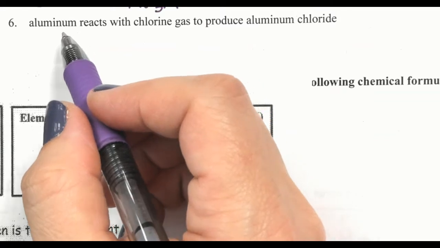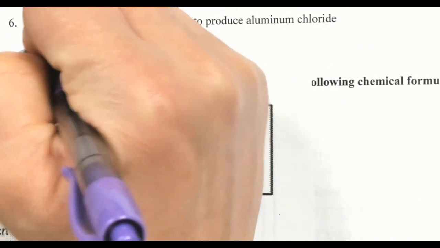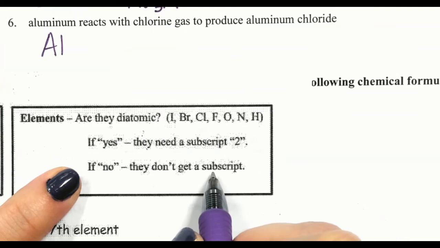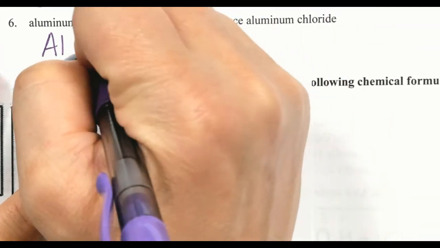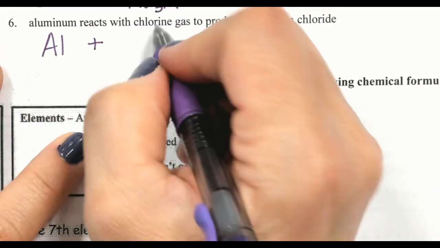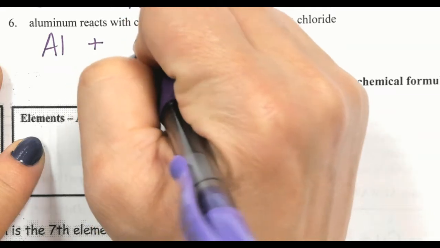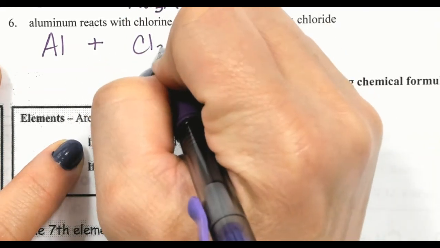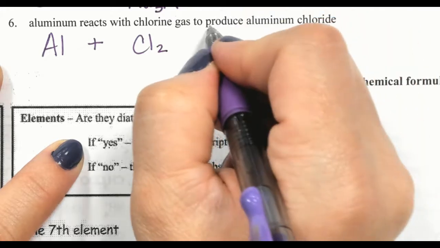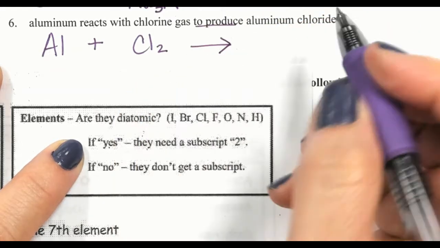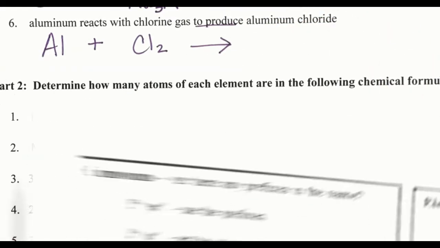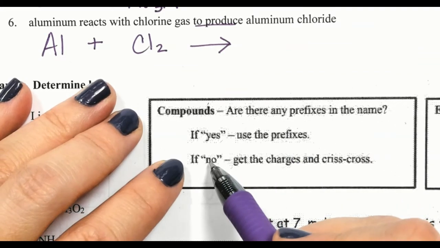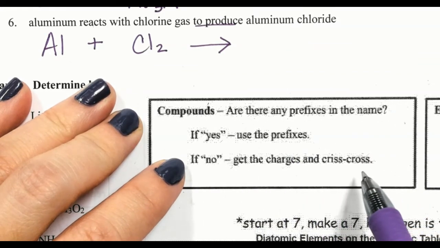Aluminum, number 6, is an element, so I'll write Al for aluminum. And then is it a diatomic? No, so we don't need a subscript. Reacts with means put a plus. Chlorine is a single element, and then yes, it is one of our diatomics, so it needs a subscript of 2. And then to produce means draw an arrow. And then aluminum chloride is a compound. Does it have prefixes? No, it does not. So we're going to go get the charges and crisscross.